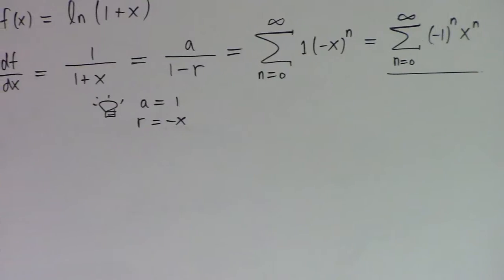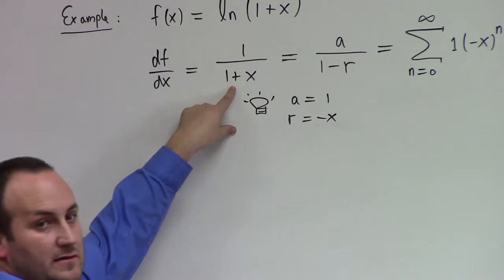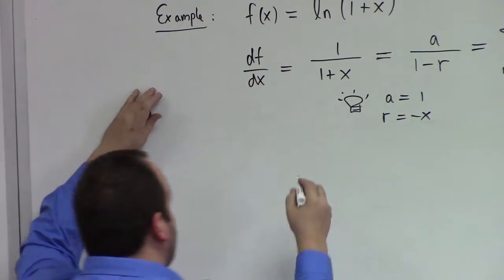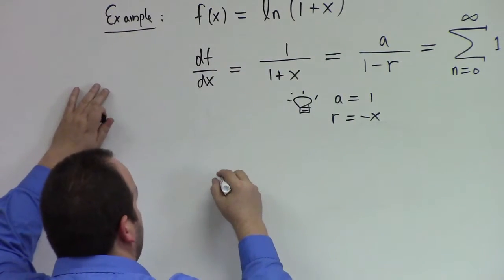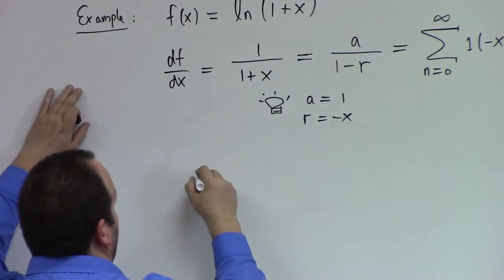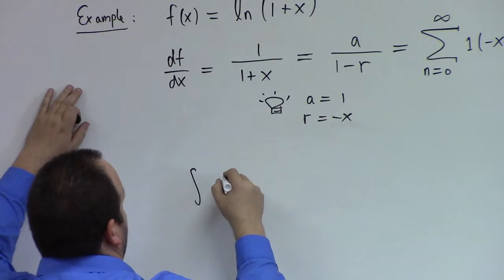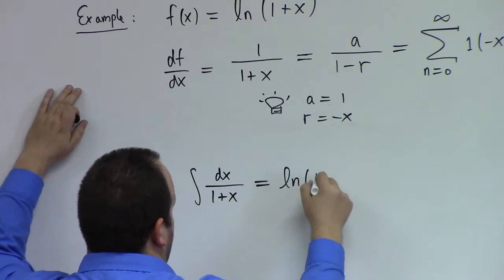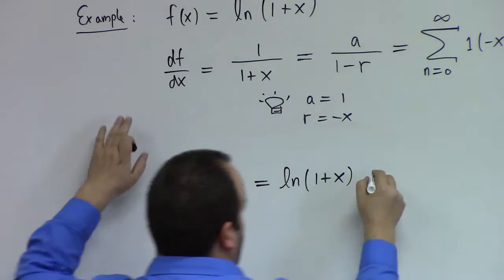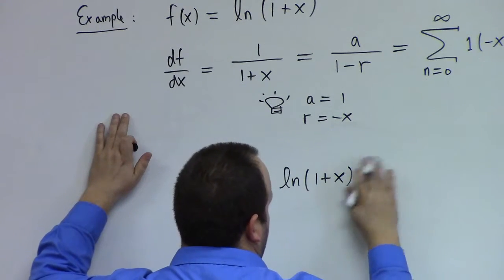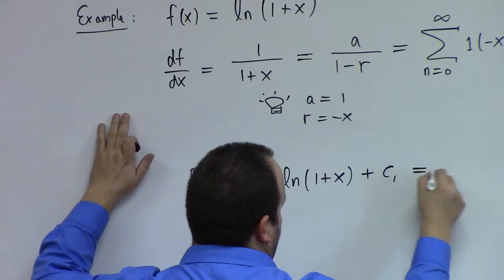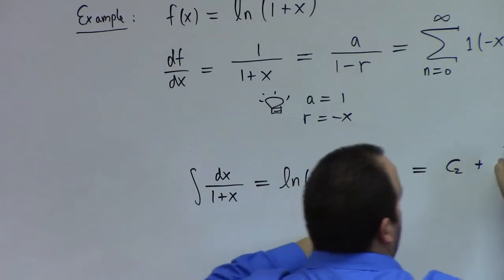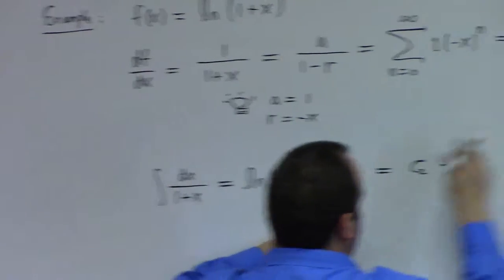Now what? Well, that's not what we wanted. I mean, we found a power series for this thing, but what are we interested in? We're interested in log x. How do we get back? Integrate, right? So if we look at the integral of dx over 1 plus x, that should be equal to the natural log of 1 plus x, right? Which should, well, plus a constant, basically. Let's say plus c1, and that should be equal to, let's say, c2, right, plus the integral of that, right? Well, fine.